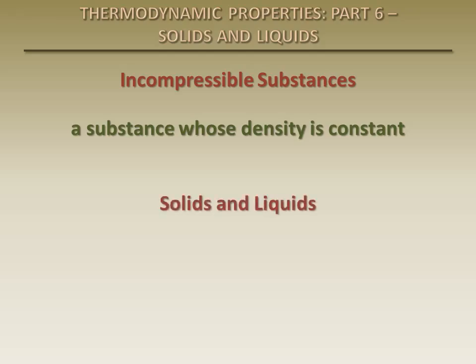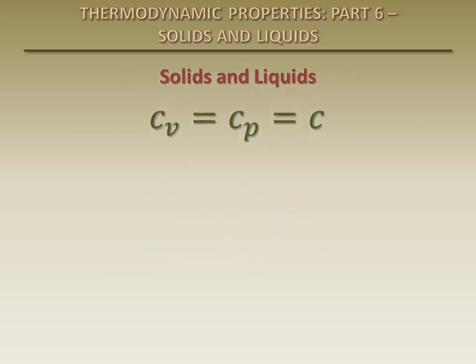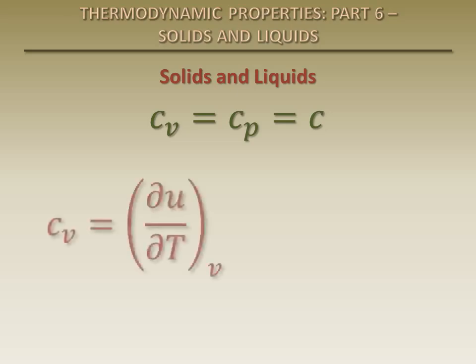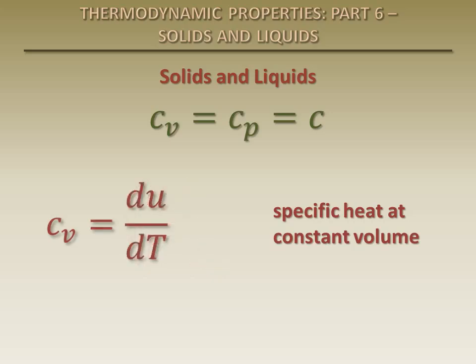It has been shown mathematically that for incompressible substances, the specific heats at constant volume and the specific heats at constant pressure are identical. They are simply referred to as the specific heat, C. Recall that the specific heat at constant volume can be expressed as the derivative of the specific internal energy with respect to temperature. Like those of ideal gases, the specific heats of incompressible substances depend on temperature only. So the partial derivative can be replaced with an ordinary derivative.